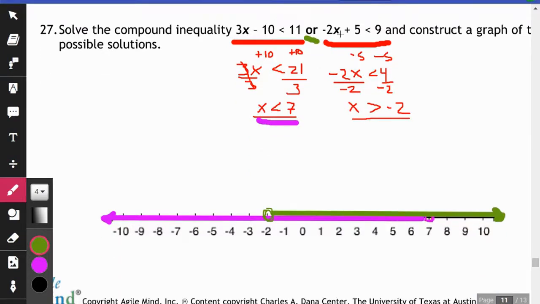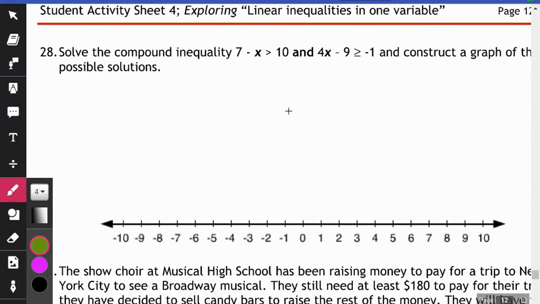Every x is going to either make this true or that. You can pick any number you want, and it'll either make this one work or that one. We're going to talk about that more in class. Okay.